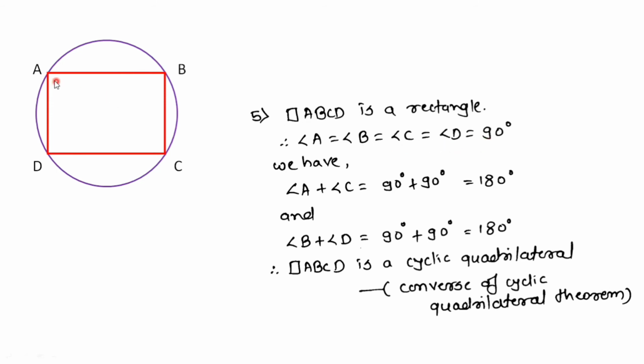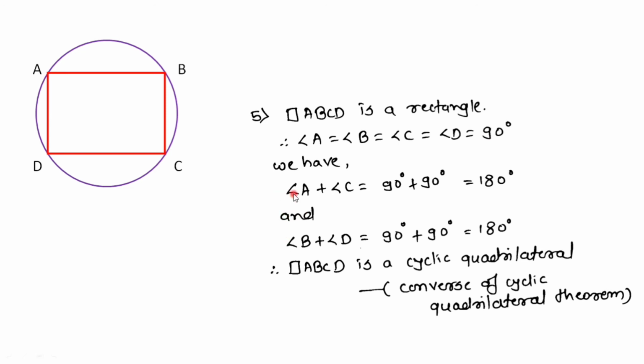Now if we take any two opposite angles of this quadrilateral, that is angle A plus angle C, we will have angle A plus angle C equal to 90 degrees plus 90 degrees, as each angle of this quadrilateral is of measure 90 degrees. So 90 plus 90 will be 180 degrees. Similarly, we have another pair of opposite angles, angle B and angle D. If we take the sum of measures of these two angles, we will have angle B plus angle D equal to 90 degrees plus 90 degrees, that is 180 degrees.